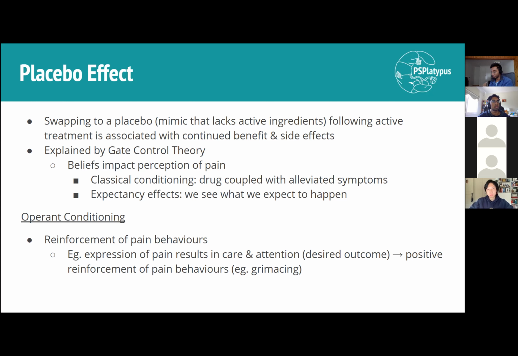The other one, so we talked about classical just then. Operant conditioning is also relevant in this context, but in a different manner. It's not super related, but operant conditioning has to do with the reinforcement of pain behaviors. So for example, expression of the pain. If you grimace or yell out in pain, it results in attention and care, which could be a desired outcome for an individual. So the more care and attention they're getting, the more positive reinforcement they have for pain behaviors. So yeah, that's that.